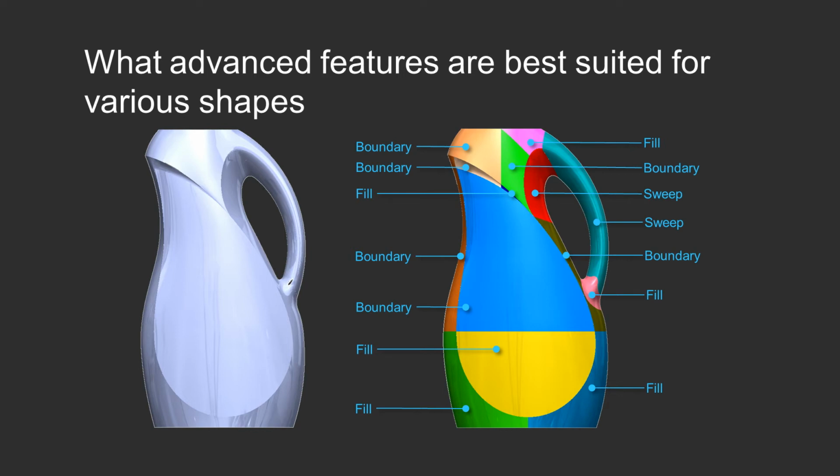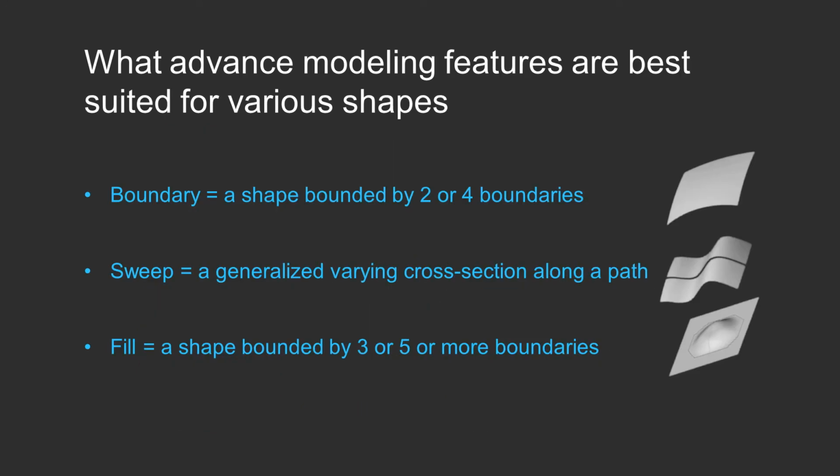Like I say, most consumer products have some symmetry in them, and bottles like this usually do. But from this front view, it's not symmetrical, and so there's a lot of individual work, a lot of individual design intent that needs to be built up to achieve the final form. So what surfaces are best suited for what shapes? And this is a generalized slide of 3 of the most used advanced features: boundary, sweep, and fill.